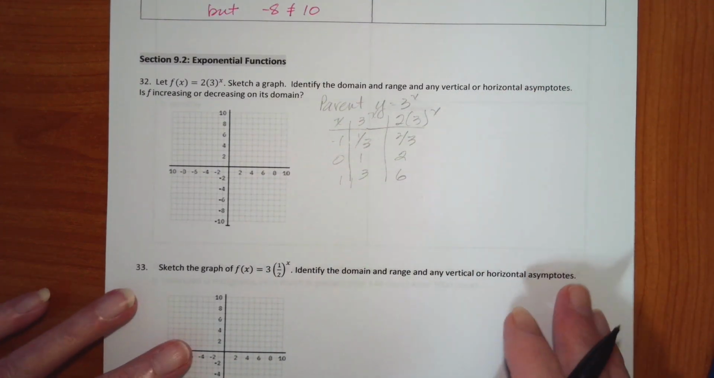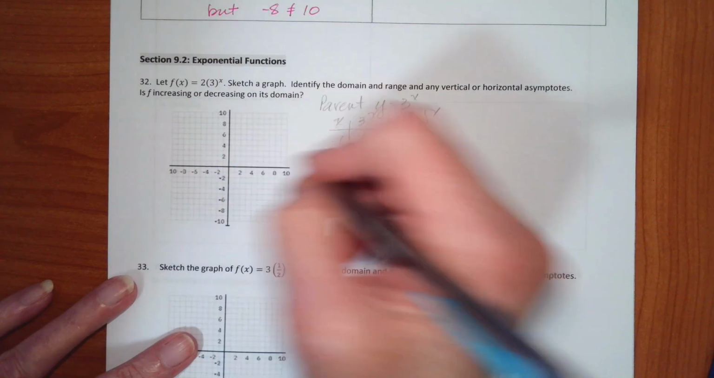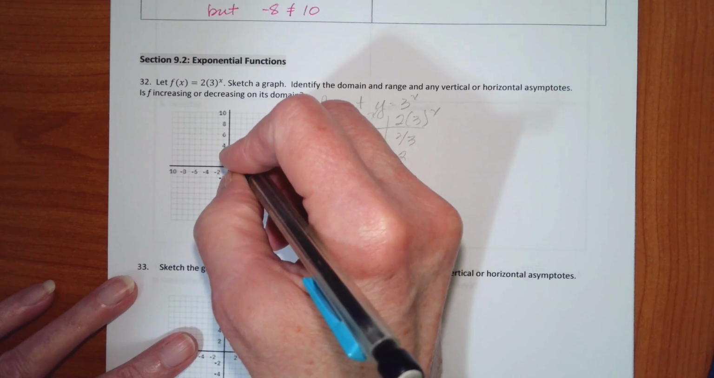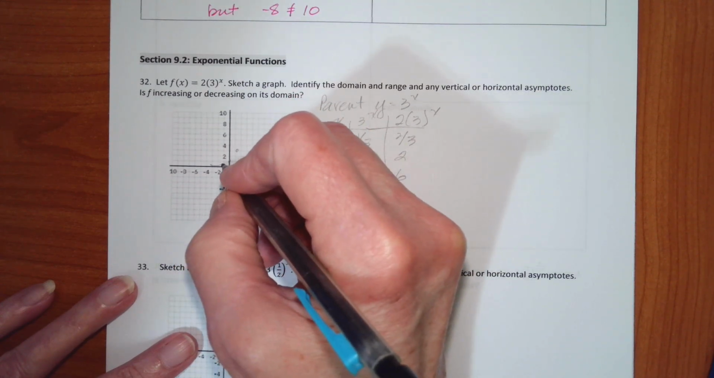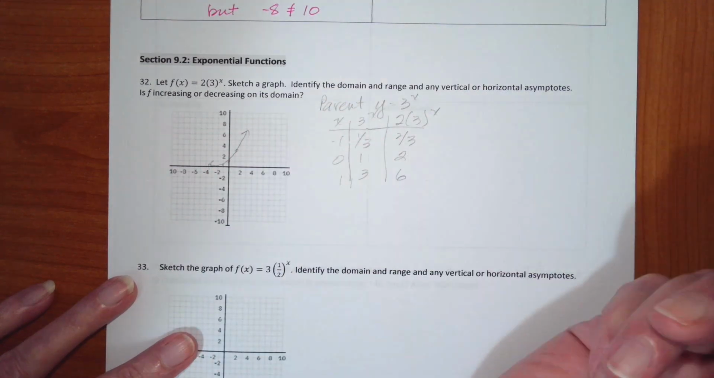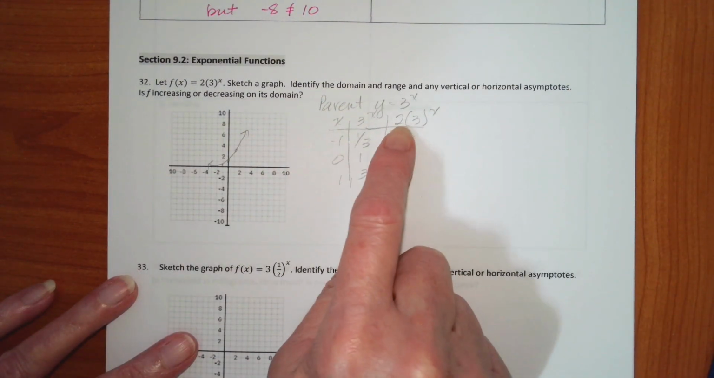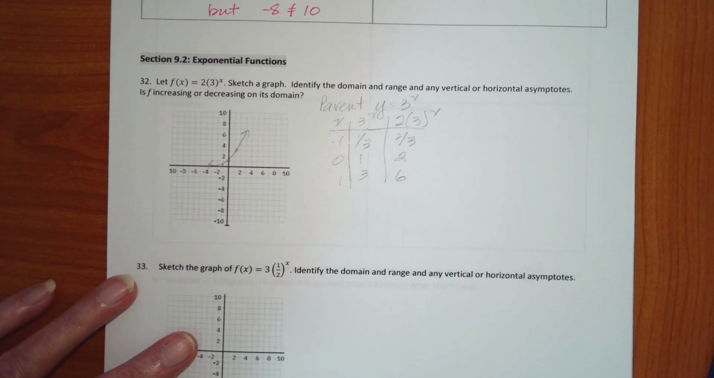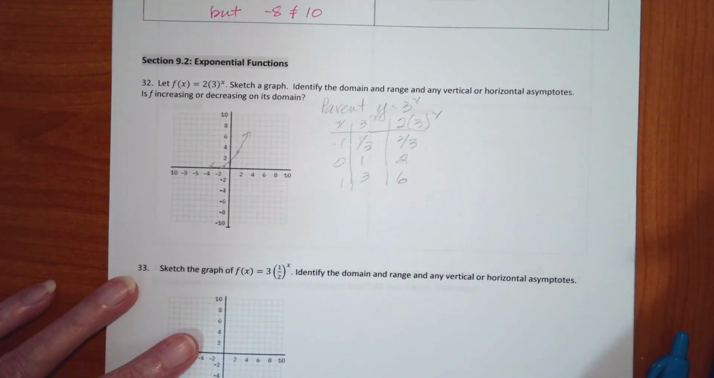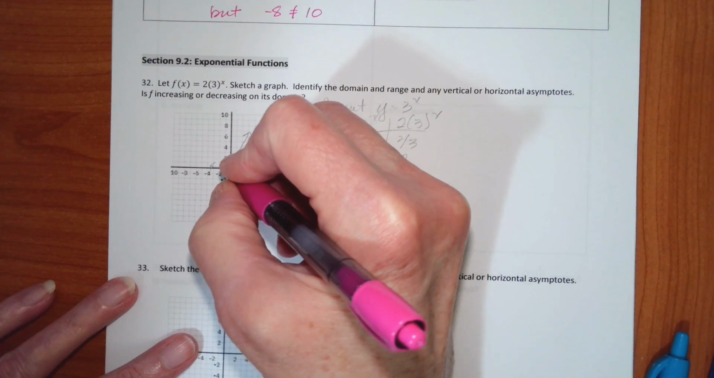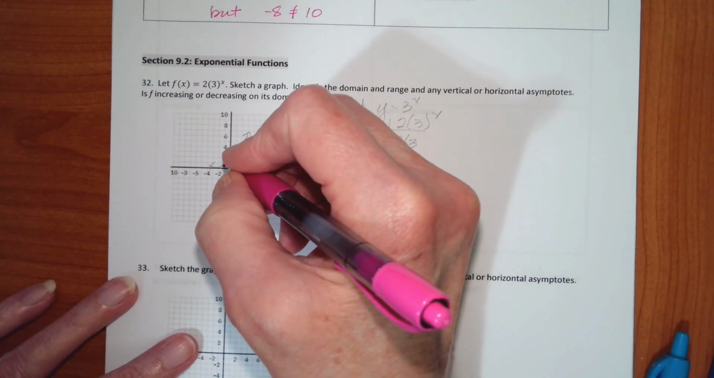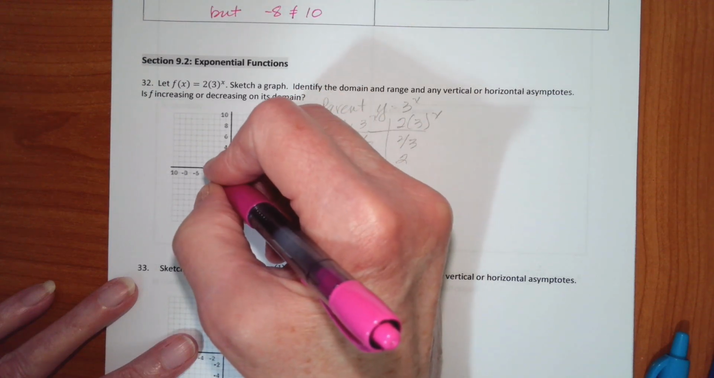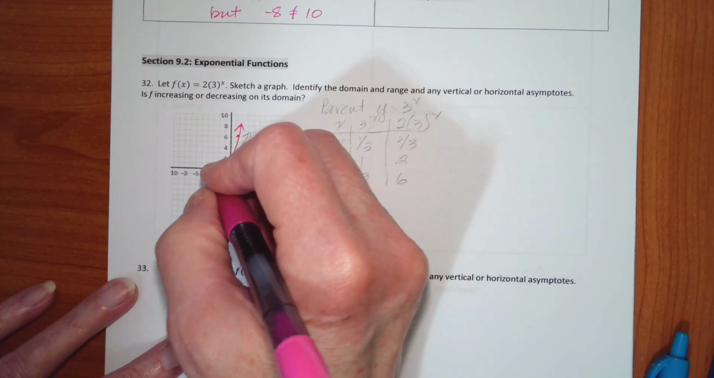So there are a couple ways that you can do this. I'm going to plot the points of the parent. So -1, 1/3, 0, 1, and 1, 3. Okay, so there's the parent. And then really what this is telling me to do is I am going to double each y coordinate. So that means 1/3 becomes 2/3, 1 becomes 2, and 3 becomes 6. So this is my function.